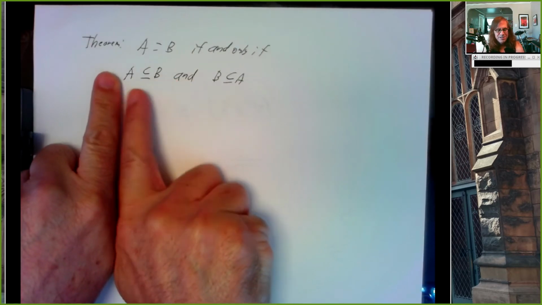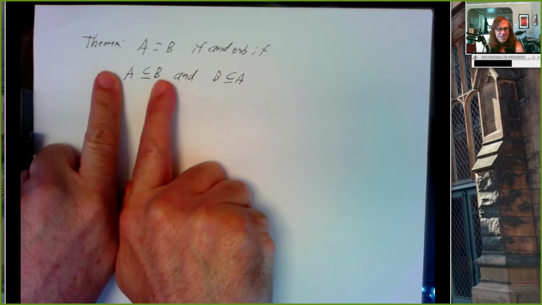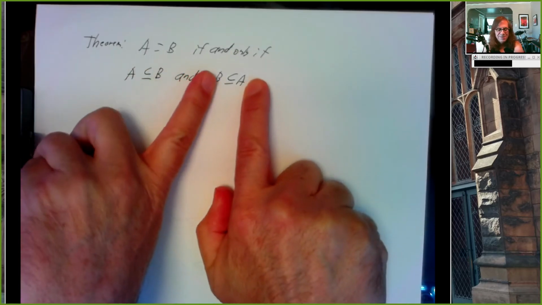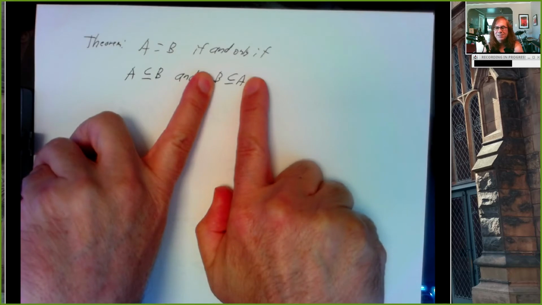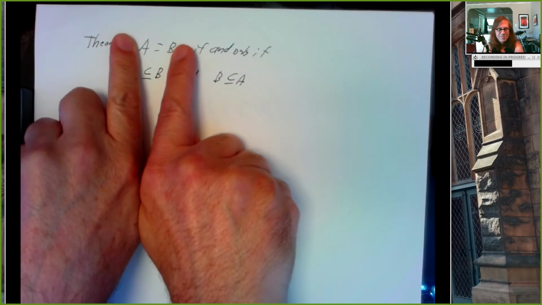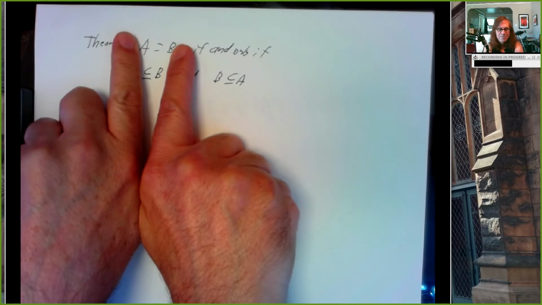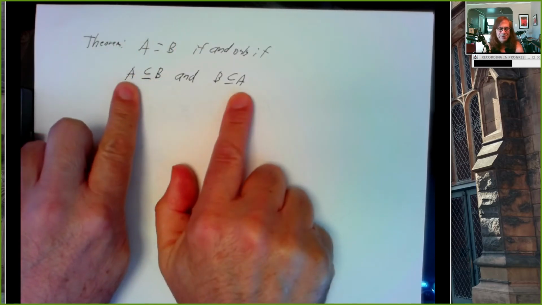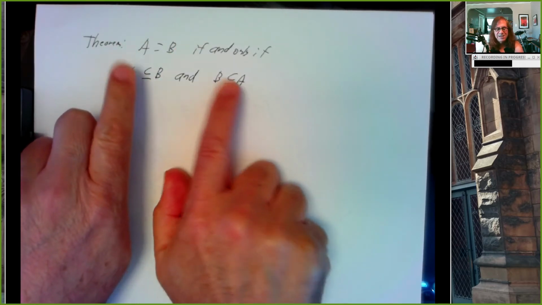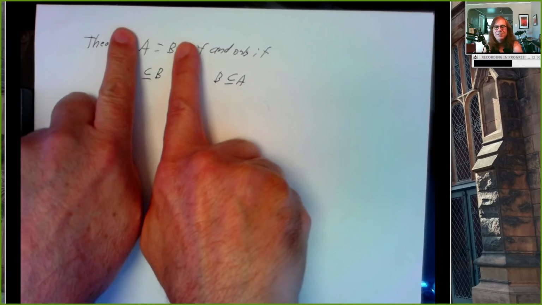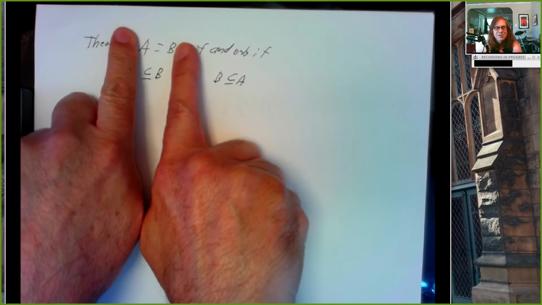It means if X is an element of A, then it's an element of B. And this says if X is an element of B, then it's an element of A. And this says X is an element of A if and only if it's also an element of B. And if you work with the wording a little bit, you'll see that these two statements together are exactly the same as saying, every element of A is an element of B and every element of B is an element of A.